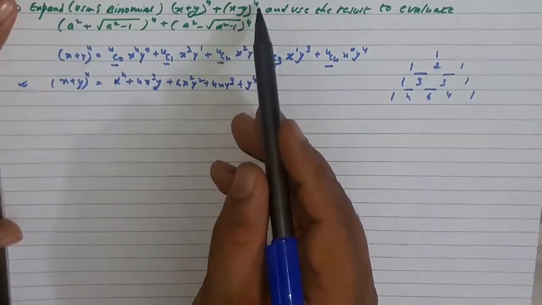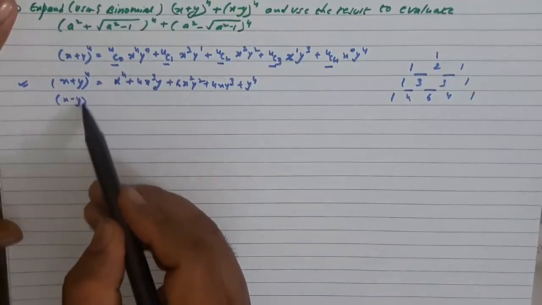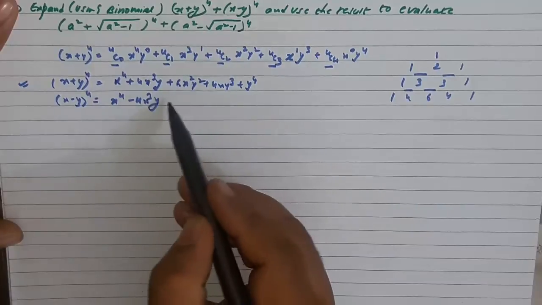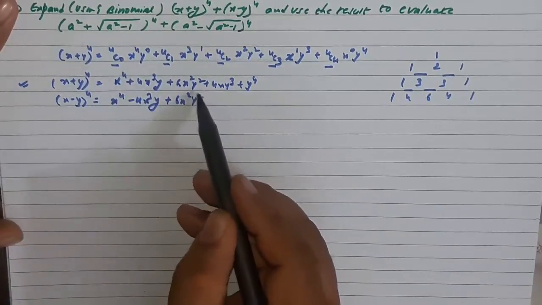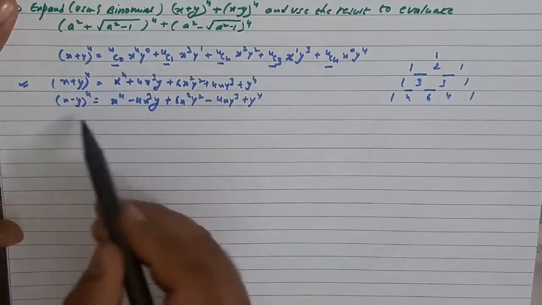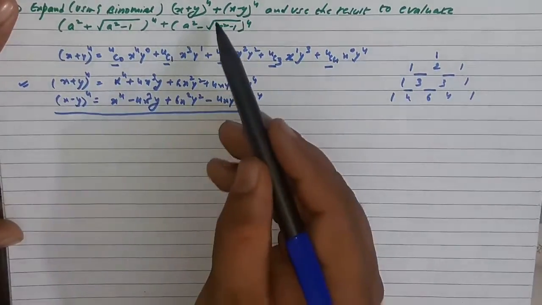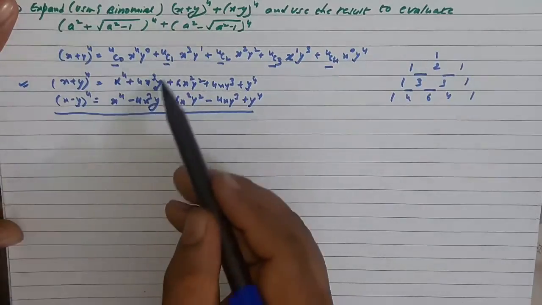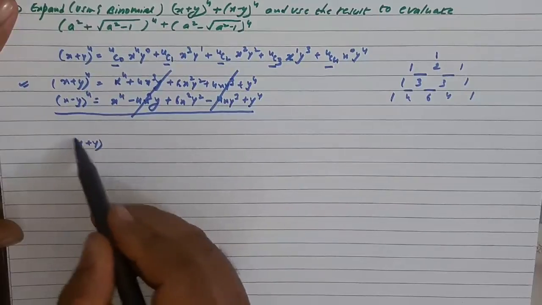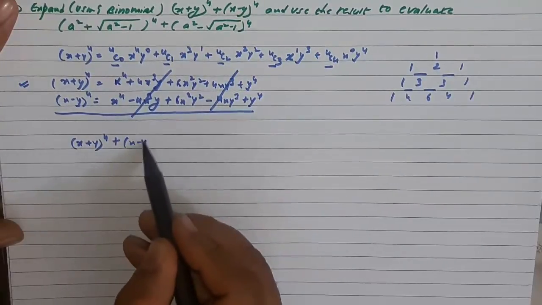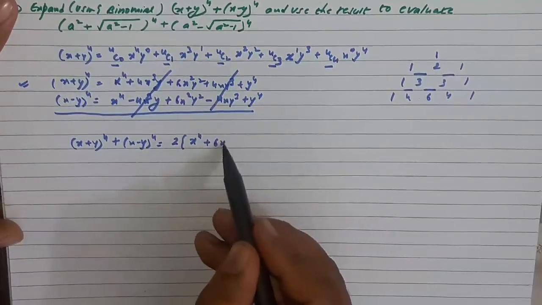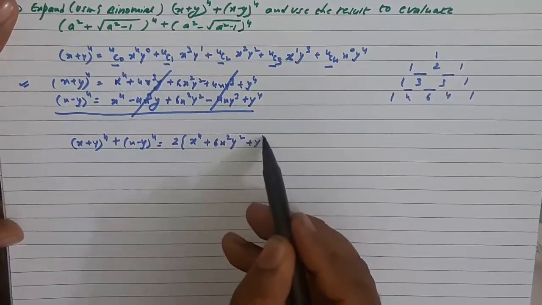Now we want (x minus y) raised to power 4. So replace y by minus y here. So we have x4 minus 4x cube y plus 6x square y square, as it is, it will remain because it is an even power, minus 4xy cube and y4. Now we have to add the two results because there is a plus sign here. So we will add, the sign will not change. So this term will cancel out, this term will cancel out. So we have (x plus y) raised to power 4 plus (x minus y) raised to power 4 equal to 2 times (x4 plus 6x square y square plus y4).